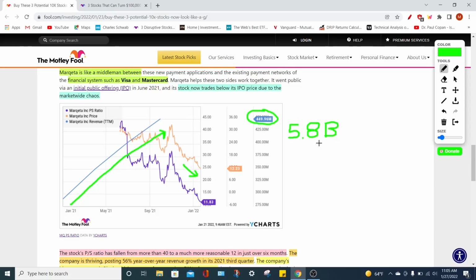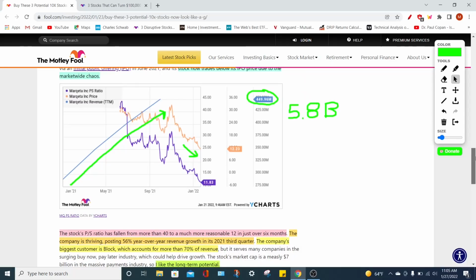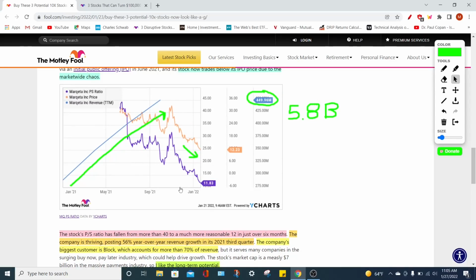The current market cap for the stock is only $5.8 billion, but they also have a gigantic addressable market. Another reason why this stock could be fantastic to get into right now is because the PS ratio has fallen from 40 all the way down to 12. And now this doesn't mean that the stock price doesn't have to keep falling, it definitely could keep falling, but I think in the long term, this stock will more than recover.